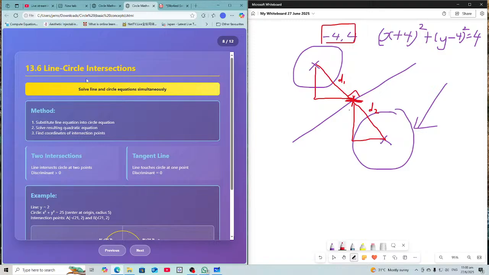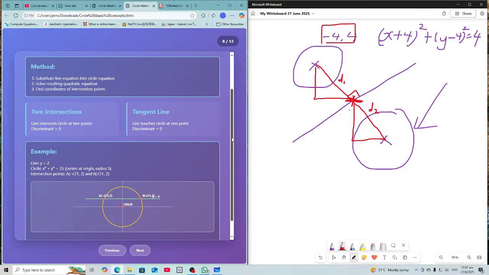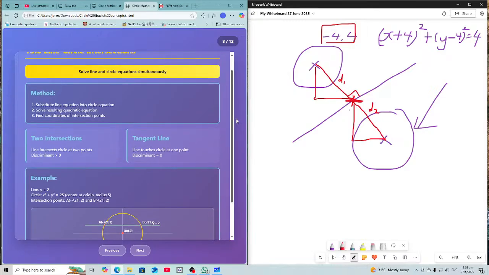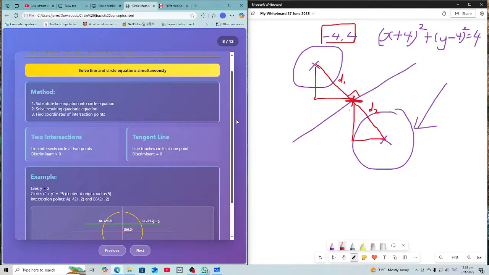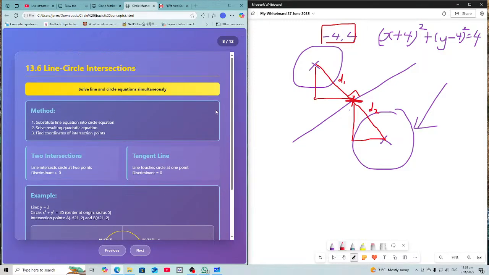Of course, like I mentioned just now, there will also be a need for you to know line and circle intersections. The reason is that sometimes they will ask very direct questions: whether it is tangent to it, whether it crosses it, or whether it doesn't touch it. Of course, for you to do that, you still have to substitute the value inside. So let me just go through with you.